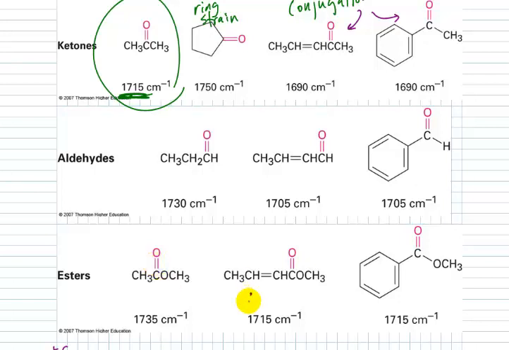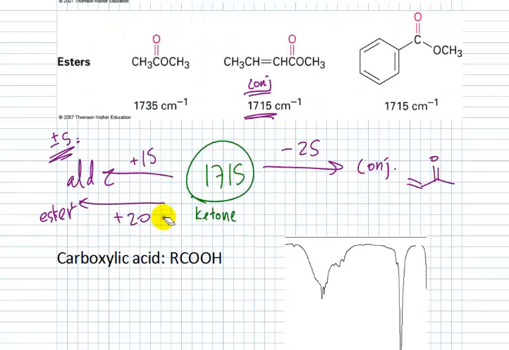A conjugated ester, since the ester brought it up itself and conjugation brought it down, we're back to our baseline number. So I've got two competing interests, plus or minus 5 anyway. If I have an ester adding to it, and conjugation removing from it, we're back to our original number.